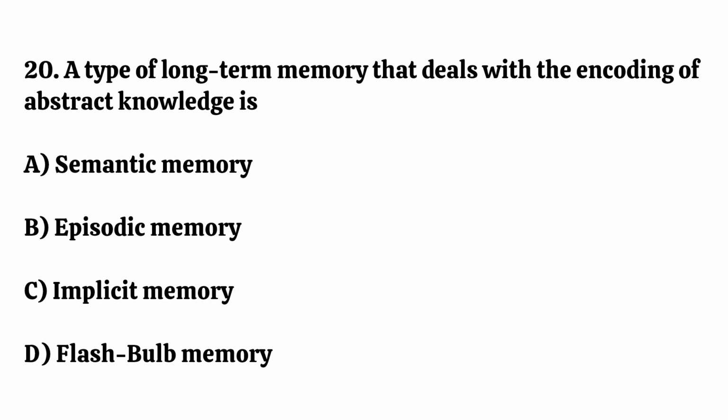Next question. A type of long-term memory that deals with the encoding of abstract knowledge is A. Semantic memory, B. Episodic memory, C. Implicit memory, D. Flashbulb memory. The answer is A. Semantic memory.